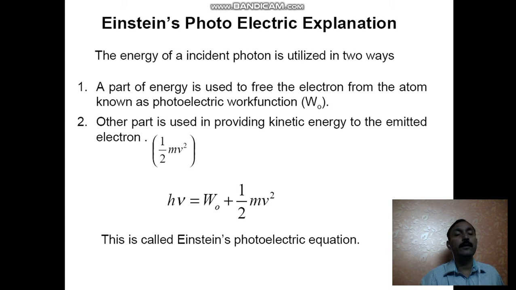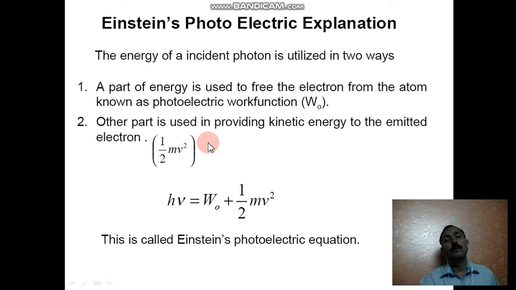Einstein's photoelectric effect explanation. The energy of an incident photon is utilized in two ways. Number one, a part of the energy is used to free the electron from the atom, known as the photoelectric work function. Some amount of the energy of the incident light will be absorbed by the metal surface, so that the electrons are just on the surface of the metal. No electron is liberated yet, they are just ready to liberate.